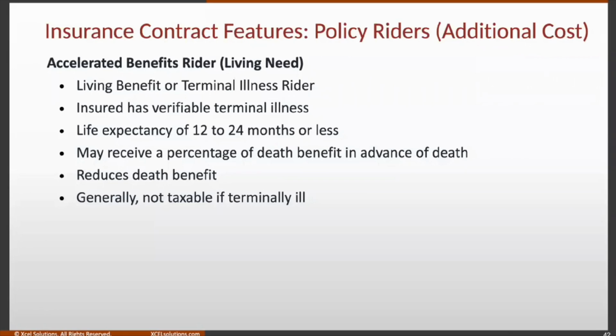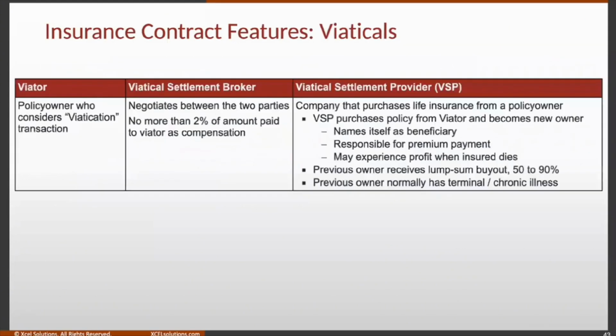So a person may receive a percentage of the death benefit in advance while they're yet still alive, up to 75% of the face amount. It will reduce the death benefit by that 75%. And then when they die, the remaining 25% will be paid out to the named beneficiary. They can't access 100% of the death benefit, otherwise the contract would be non-existent. So they can only access up to 75% of the death benefit. Generally, it is not taxable if the person is deemed terminally ill by a doctor.